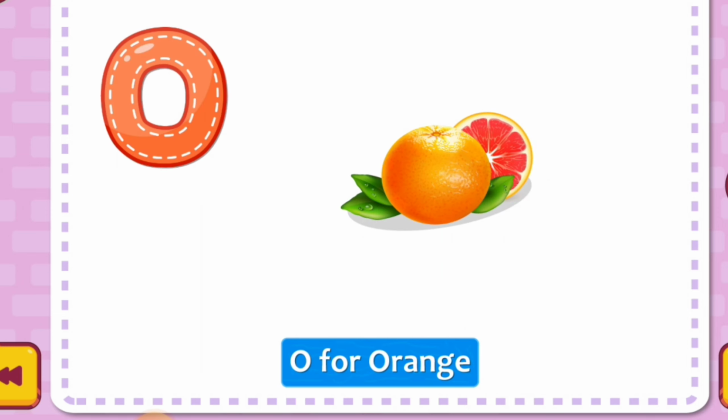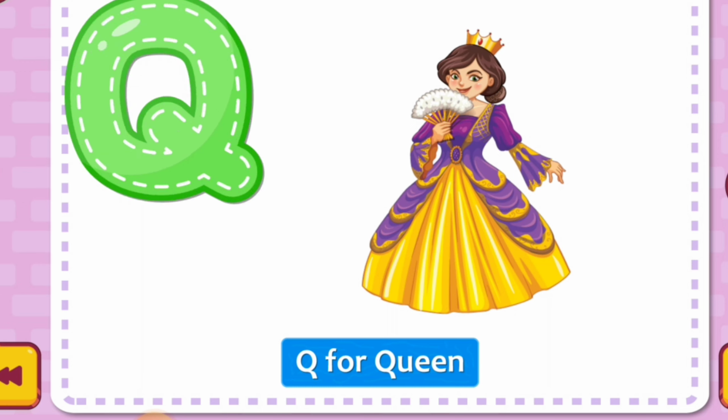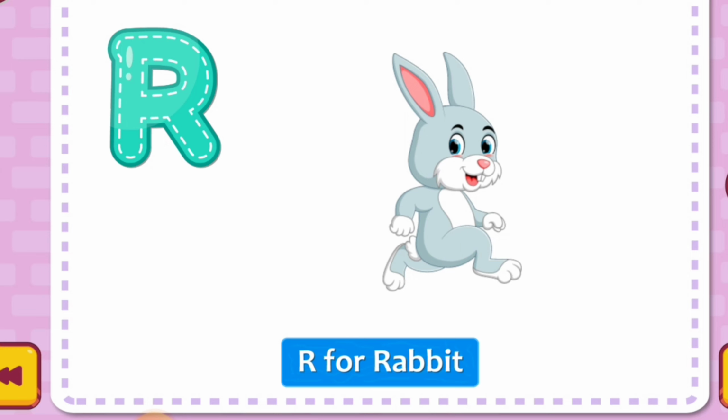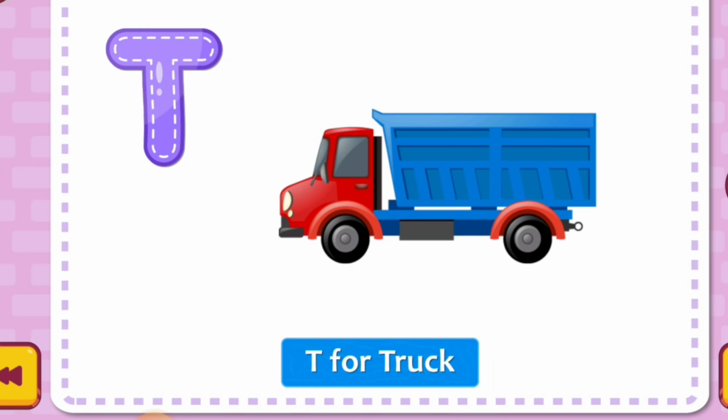O for orange. O, orange. P for parrot. P, parrot. Q for queen. Q, queen. R for rabbit. R, rabbit. S for strawberry. S, strawberry. T for truck. T, truck.